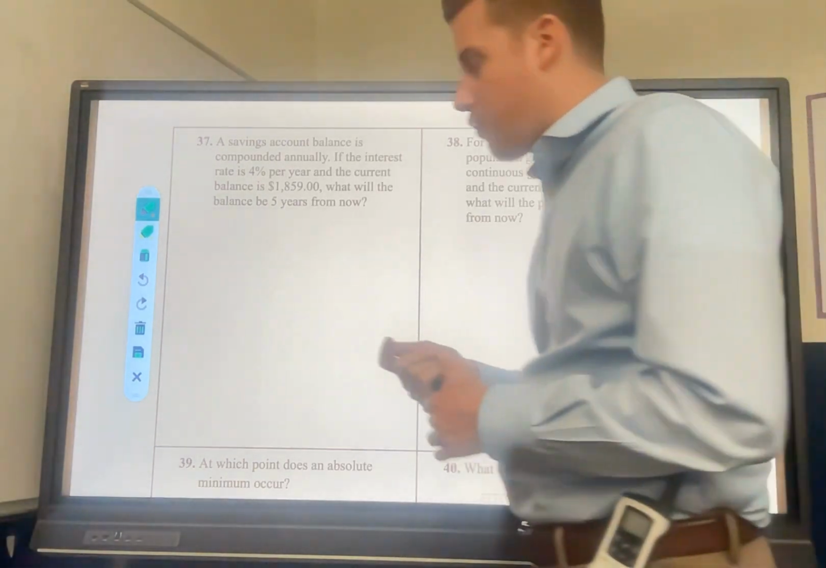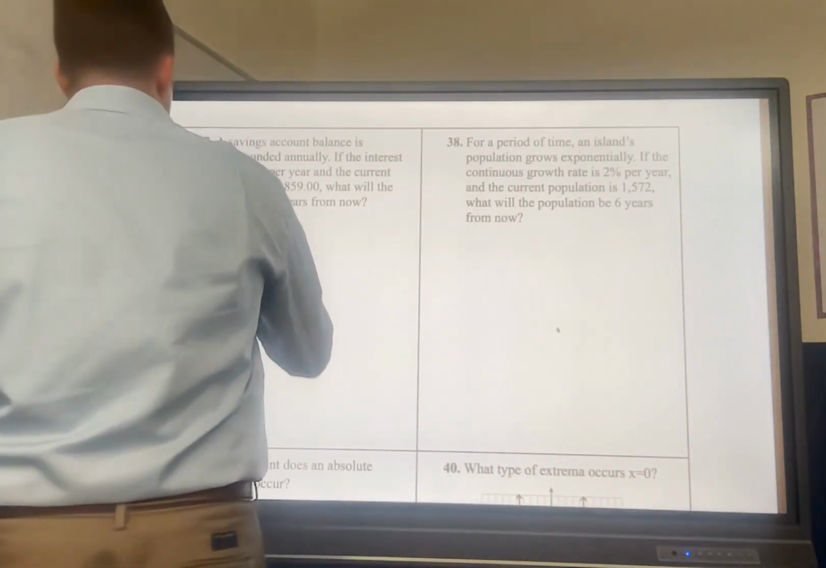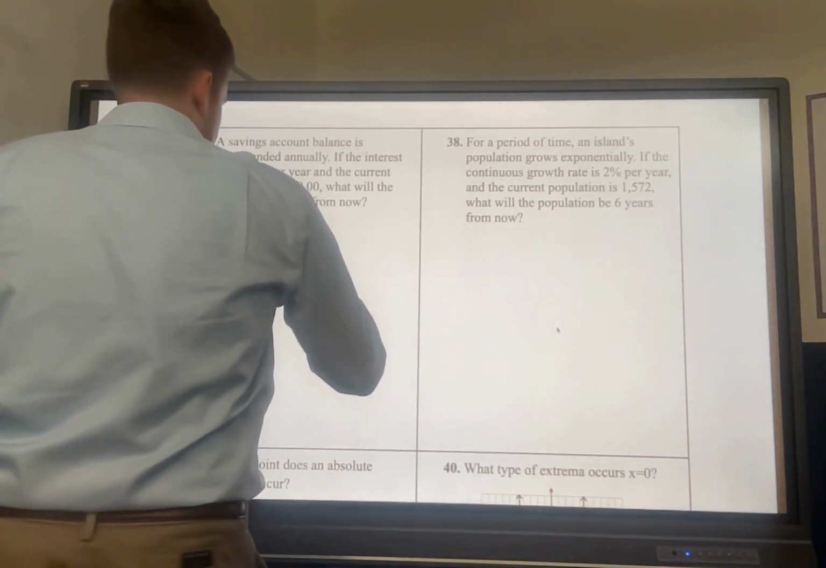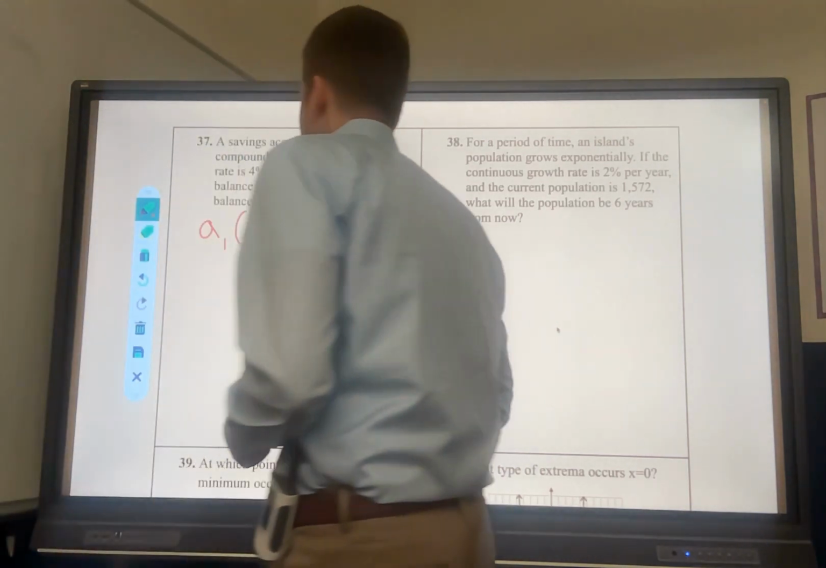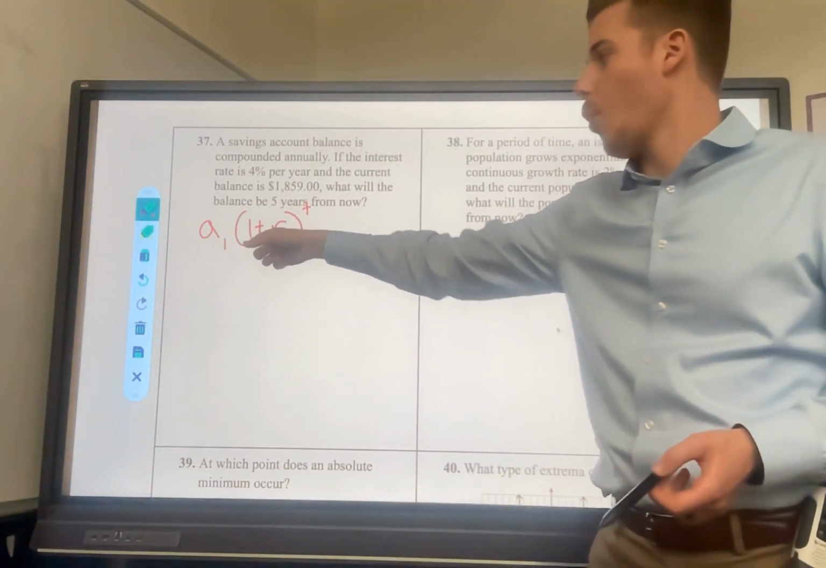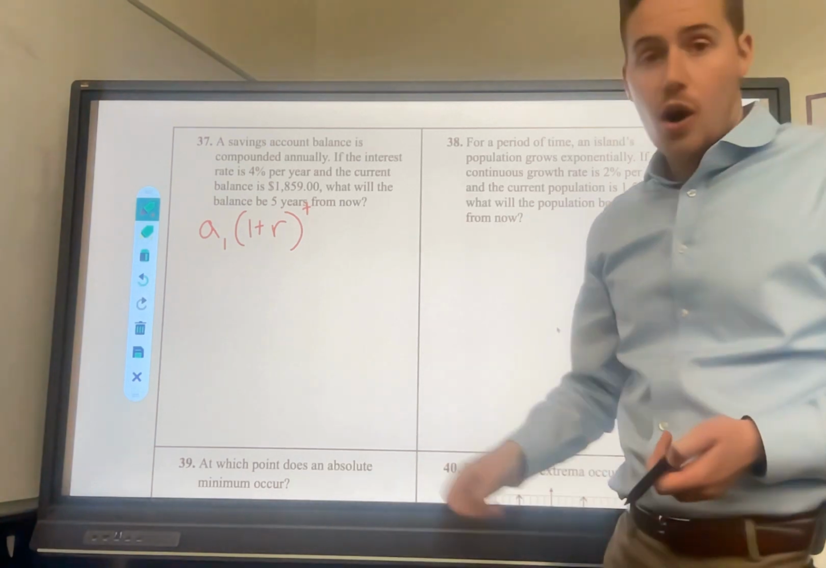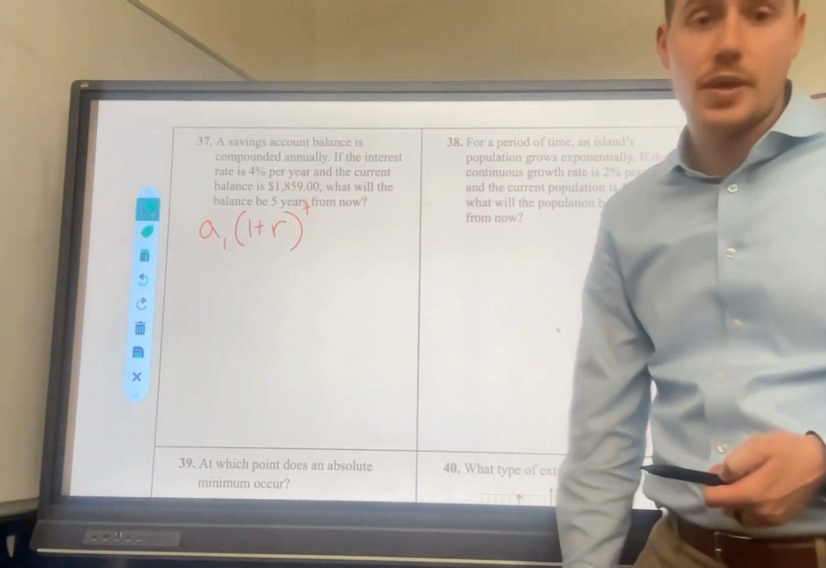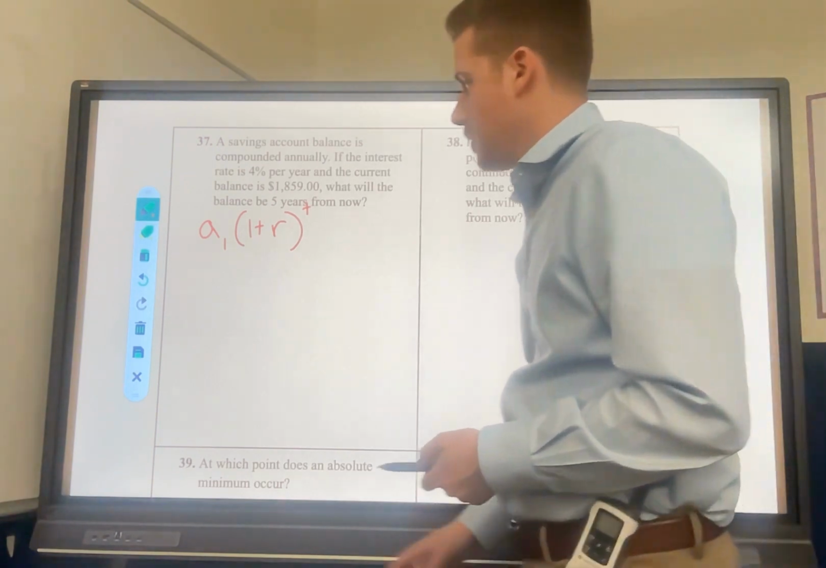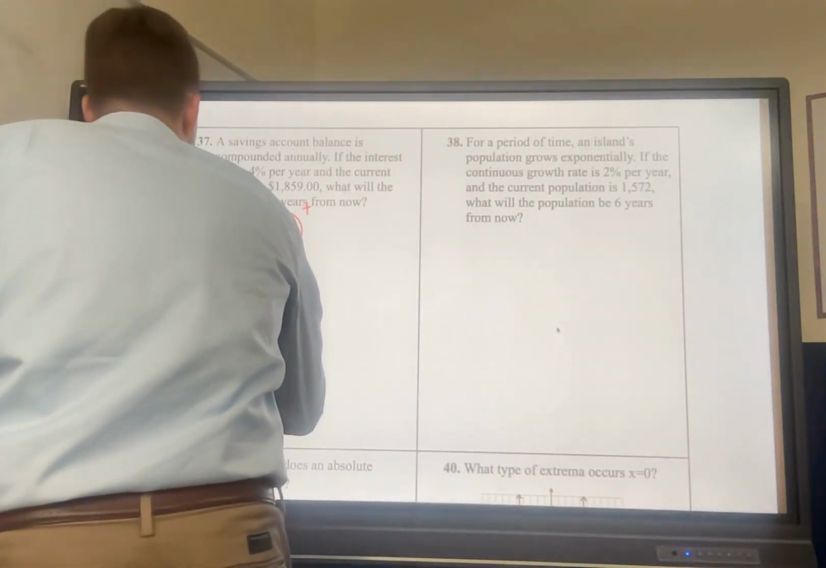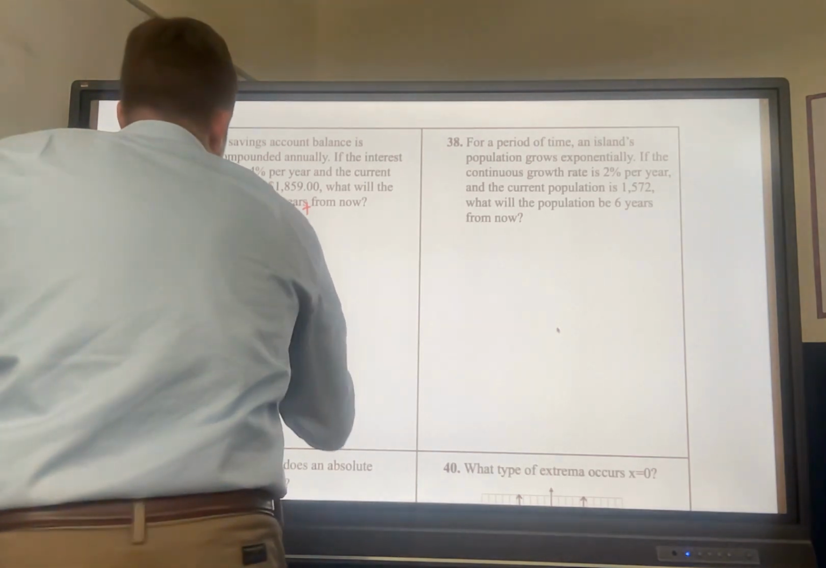So let's start with our formula. Here's what our formula says. It says A1, our starting amount, times 1 plus R, where R is our rate as a decimal, raised to the power of time, or t. So let's go ahead and do it. So A1, that's our initial value. Here, that's 1859.